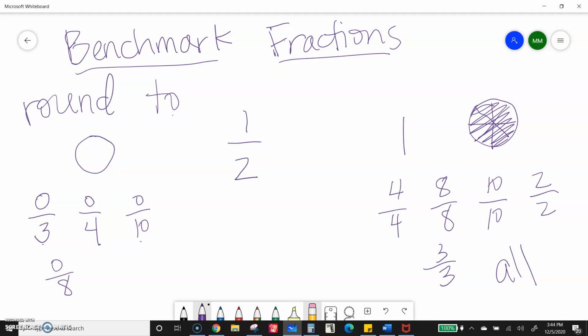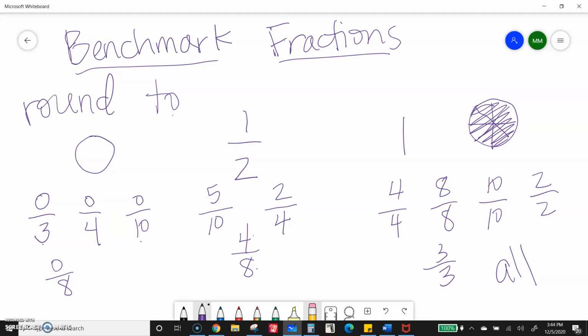1/2 is if I have half of the pieces. So if we're talking about tenths, that's 5 tenths because 5 is half of 10. If it's fourths, 2 fourths because 2 is half of 4. If it's eighths, 4 eighths because 4 is half of 8. So anytime the top number is half of the bottom number, that's equal to 1/2.